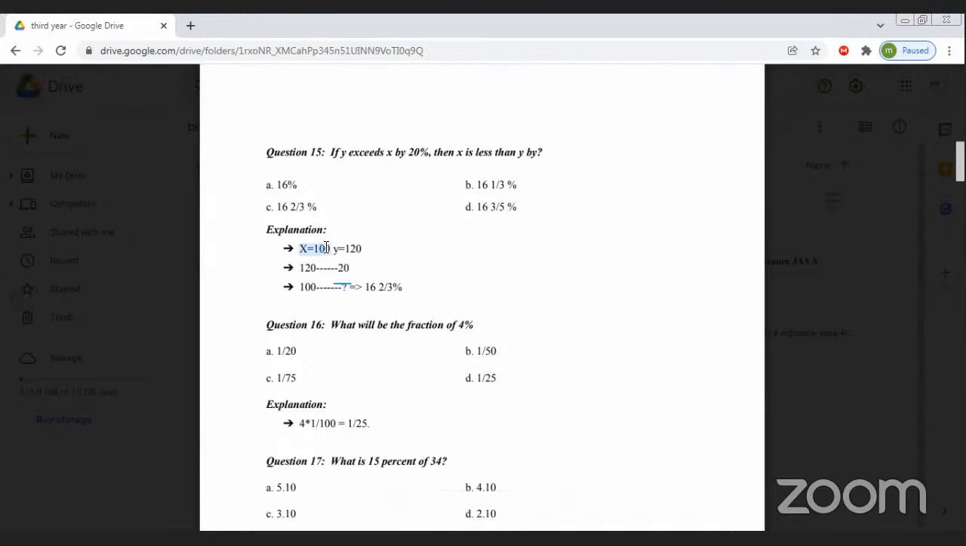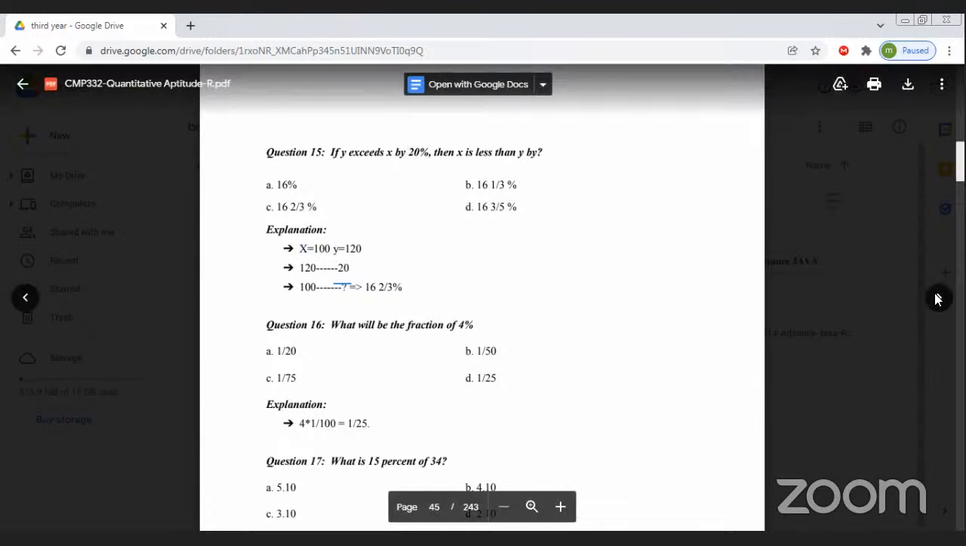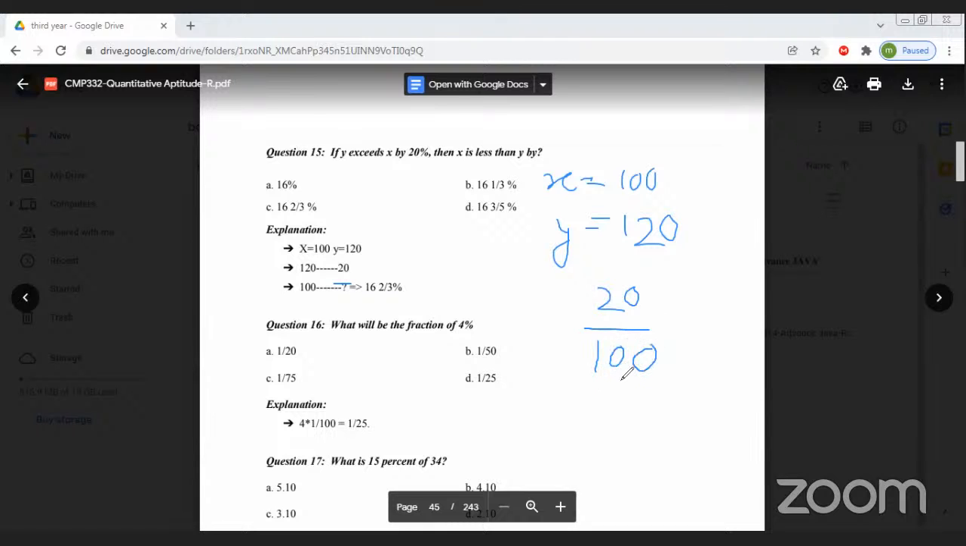See, if I take X as 100, for example, Y exceeds by, let's take the example. If your X is 100, so Y is what? Increase exceeds by 20 upon 100, correct? So it will be 100 plus 20, so that is 120. Now we have X, then X is less than Y, so in between there will be 20 difference, and you need to find it by percent. So we divide it by 100.